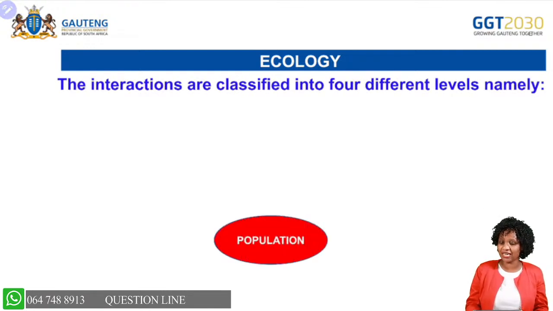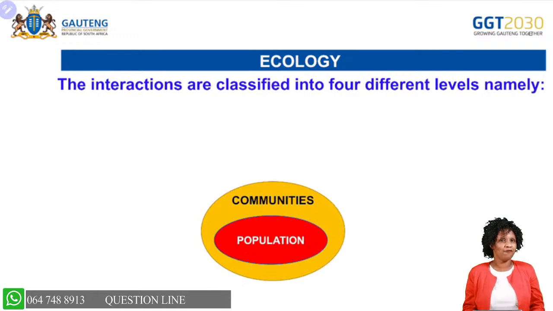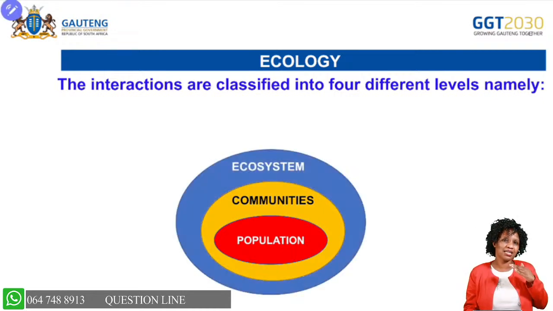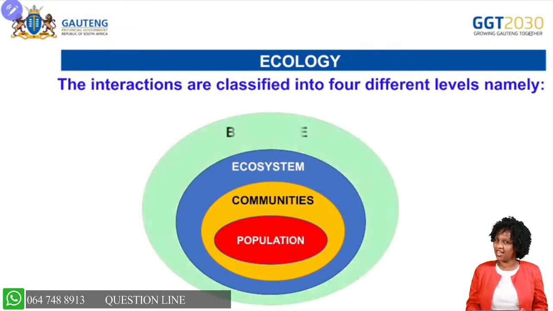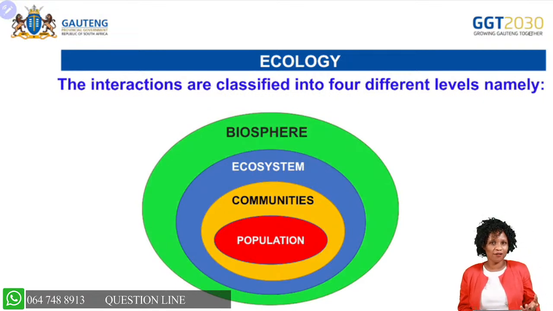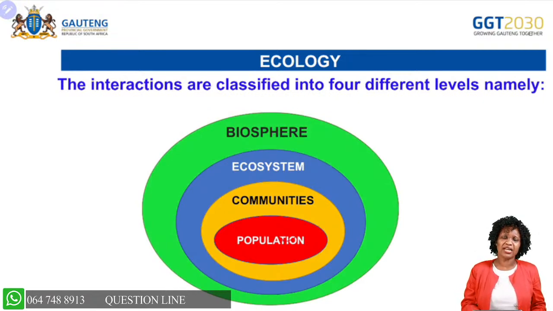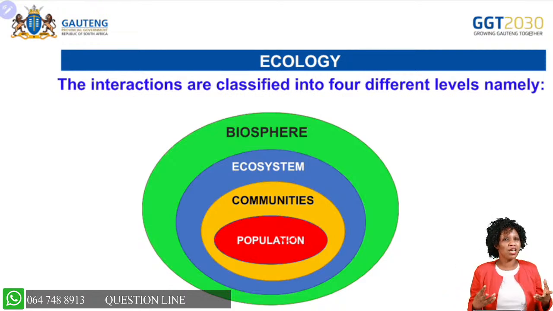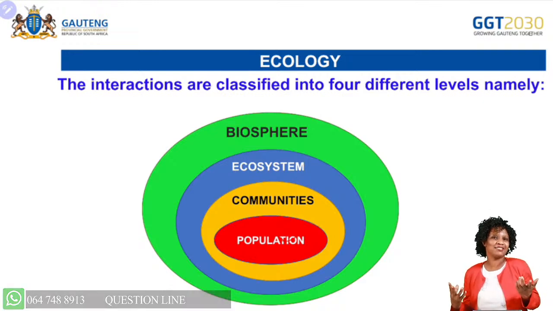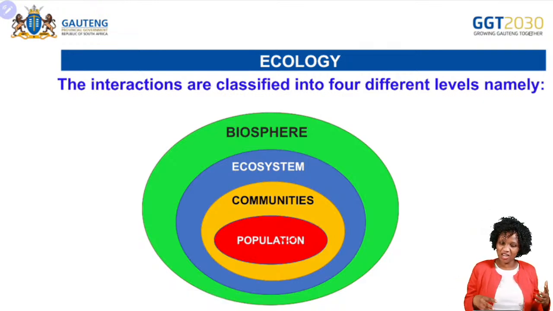And then let's move on. The interactions are classified into 4 different levels. These are the interactions that have been classified into 4 different levels, grade 8. And then let's look at these 4 levels. We've got a population. Remember what we said a population is. When we are talking about a population, we are talking about a group of animals of the same species living together or sharing an environment. For example, we've got a population of what? Of elephants.